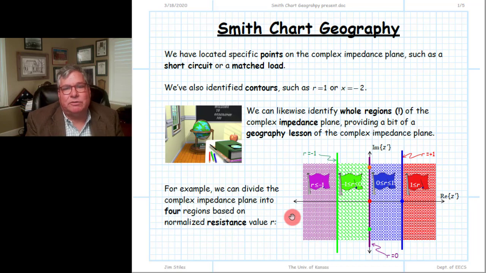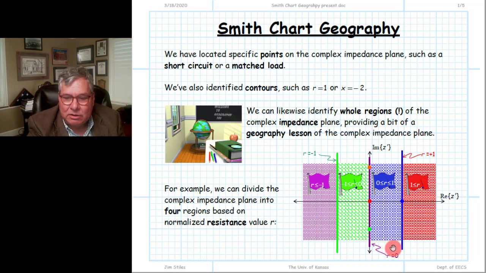Likewise, each of these four regions includes a portion of it, half of it, which resides in the lower half of the impedance plane, below the real axis, below the horizontal axis. And this includes, of course, all the impedances whose reactive component is negative. In other words, the reactance is capacitive, so they are in the capacitive region.